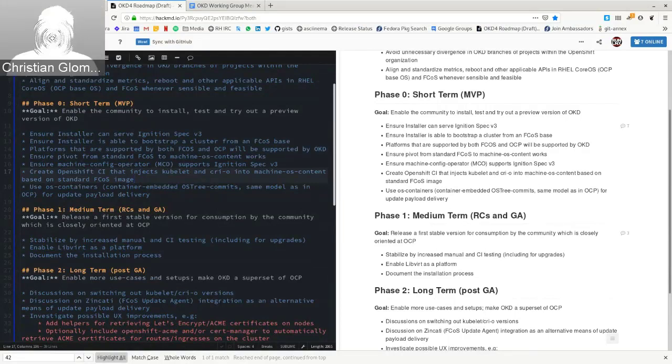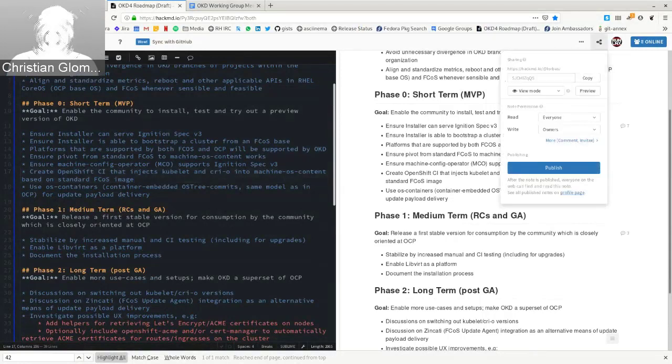Okay, so how would you want me to phrase that? This line, right? The create OpenShift CI. Sorry, I wasn't signed in yet. I'm not sure if you have edit rights. I can add you though. I do not.